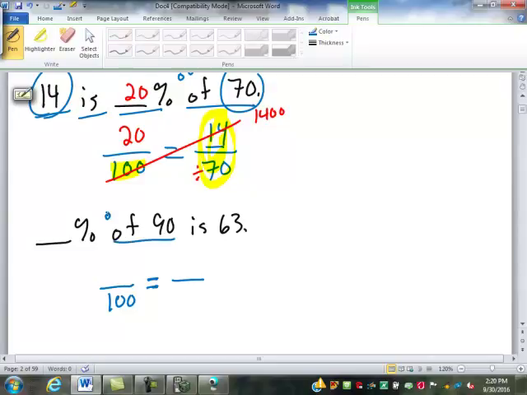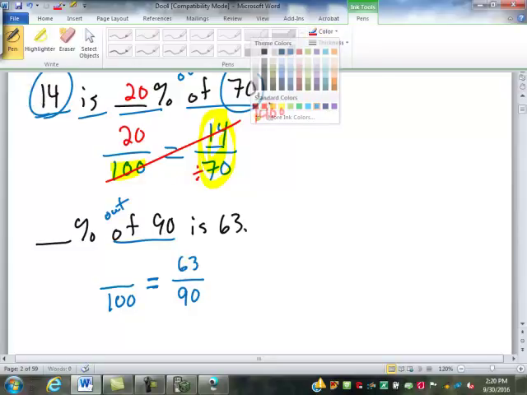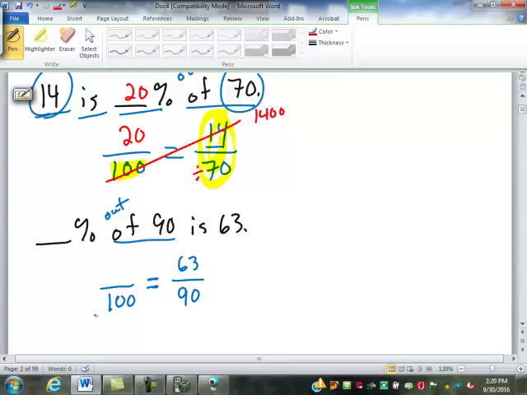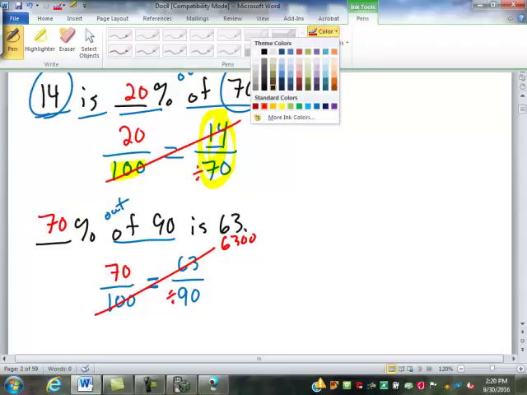Okay, 90, perfect. Out of 90. Of 90 implies out of 90, so the 90 goes on bottom. So the 63 has to go on top. Perfect. So now we cross multiply the 100 times the 63 is 6,300 and divide by the 90. So 70 out of 100 or 70%. Any questions on those?